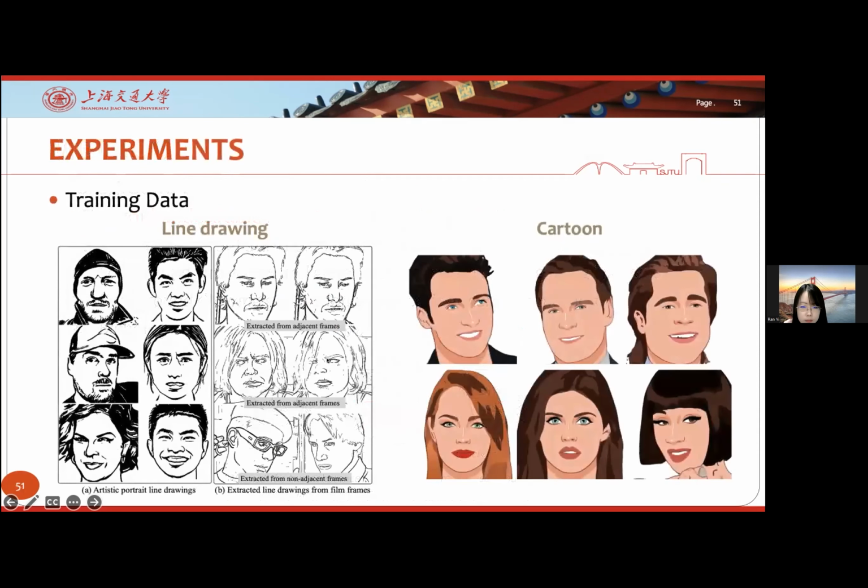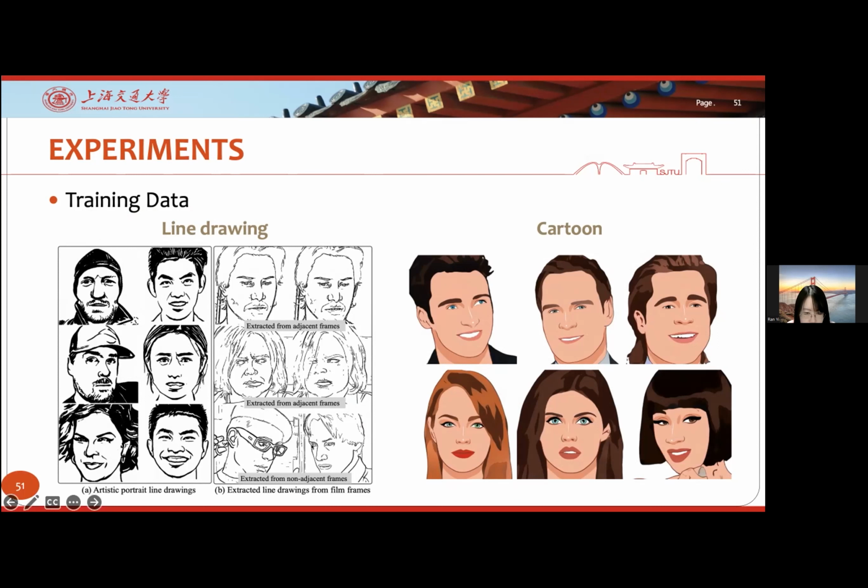Next, we show some experiment results. First, this page shows some training data. For line drawings, we mostly use the artistic portrait line drawings we collected from some websites. These only contain static drawings and unpaired data.